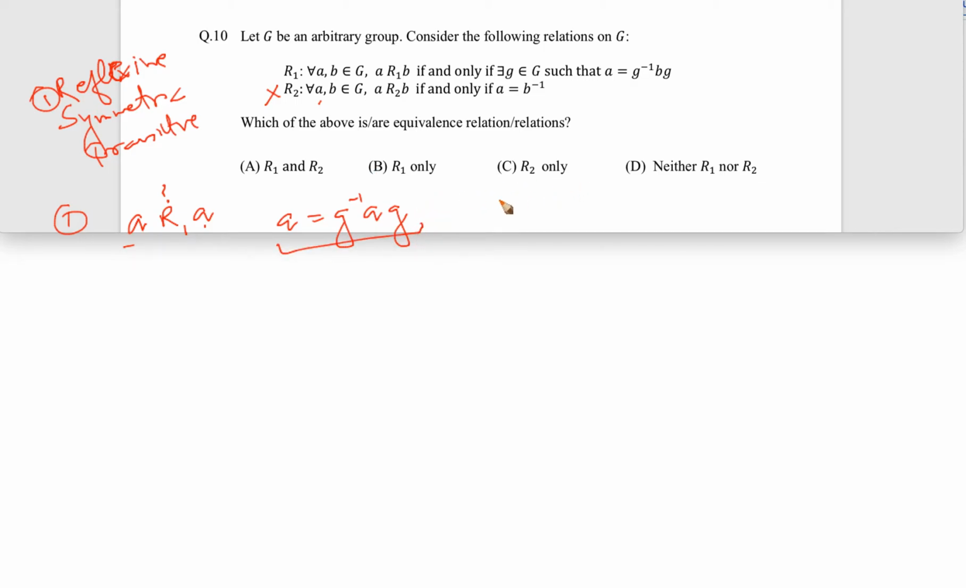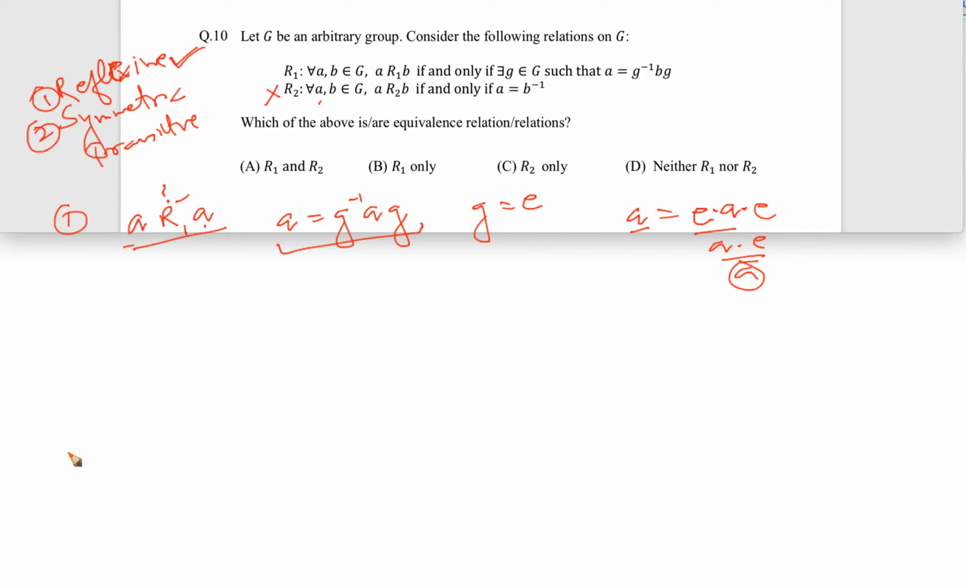That is correct. Why? Because if G is equal to the identity element, then you can write it as A is equal to E inverse A E. What is the inverse of the identity element? It is again the identity element, right? So E inverse is E again. E into A is A, and A into E is again A. So it turns out that it is reflexive. The reflexive property is satisfied.